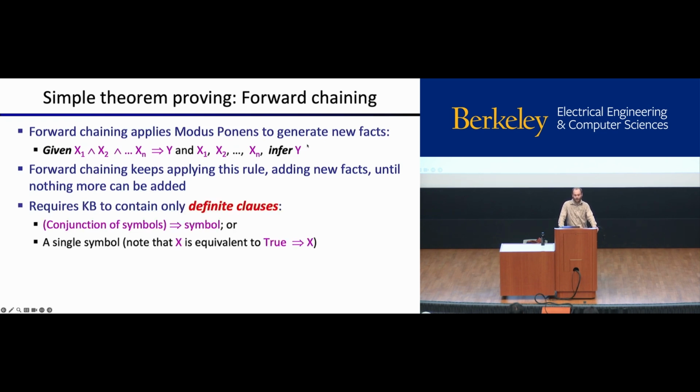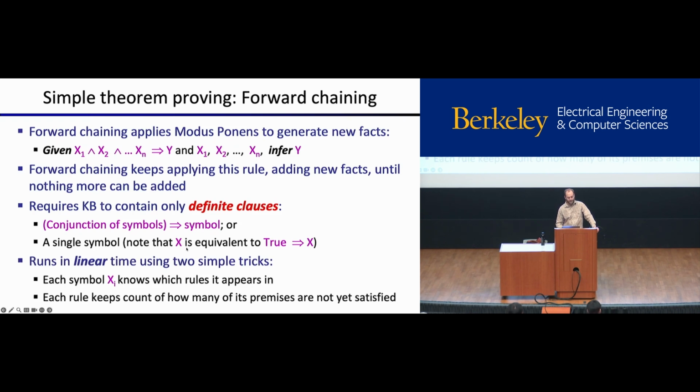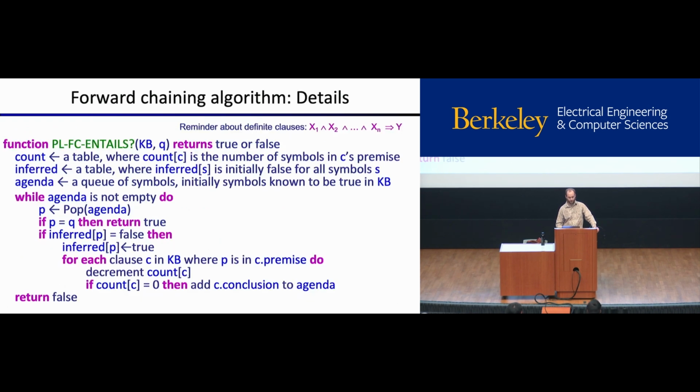Forward chaining keeps applying that rule as much as we can, and as I mentioned to you last time, it requires the knowledge base to only contain definite clauses. So a conjunction, that means lots of ands. A conjunction of symbols implies another symbol. Or the knowledge base also contains single symbols, like I showed you on the introductory slide, which is actually equivalent to saying true implies X, because if you have true on the left-hand side of the implies, well then everything on the left is satisfied, so that means everything on the right is satisfied. So X is equivalent to true implies X. So really, everything is of this form, but sometimes you see it like this, and so it's not obvious that it's of that form. And yeah, we saw some tricks last time, and I'll go into how that works.